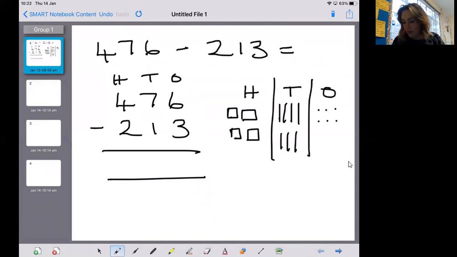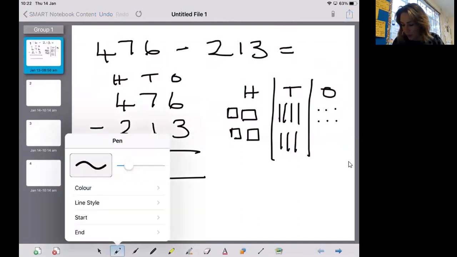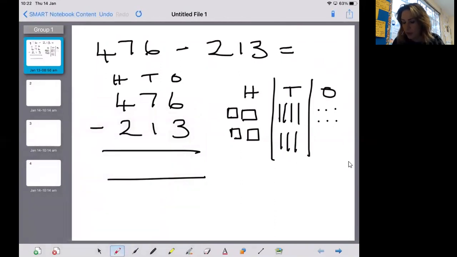The children would then do the take away. So they would actually physically take away. So let's have a look. I'm just going to change my colour to make it a bit easier. You'd start with the ones because they're the smallest. From the 6 ones, you need to take away 3. So I'm left with 3 ones.